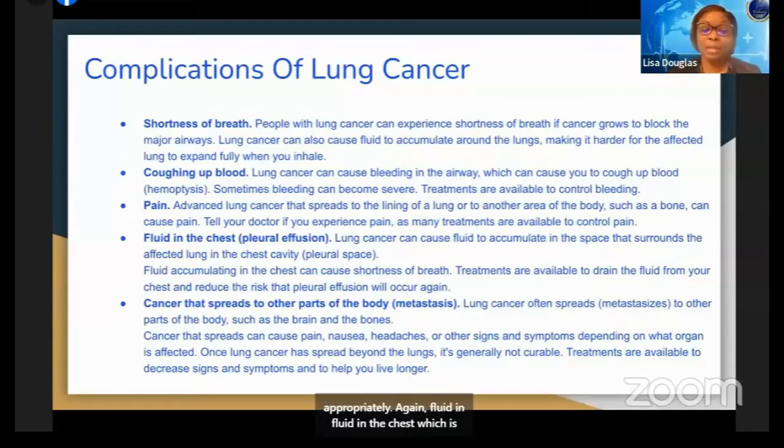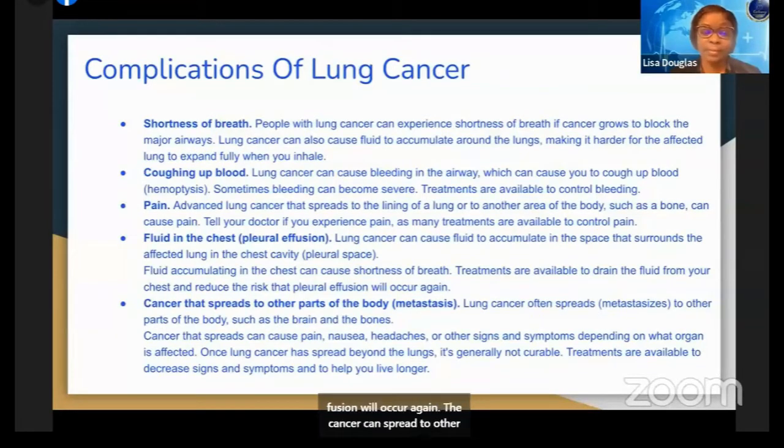Again, fluid in the chest is called pleural effusion. Lung cancer can cause fluid to accumulate in the space that surrounds the affected lung in the chest cavity, and that's the pleural space. Fluid accumulating in the chest can cause shortness of breath. Treatments are available, however, to drain the fluid from the person's chest and reduce the risk that pleural effusion will occur again.